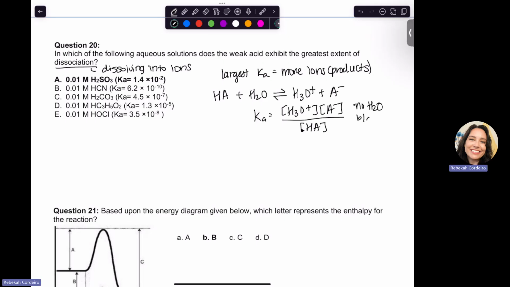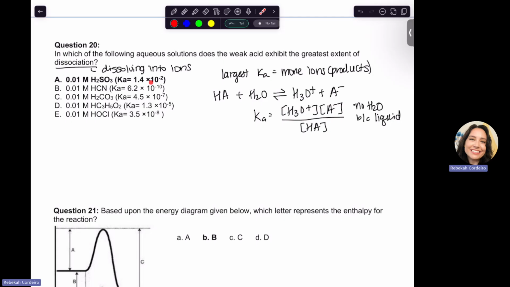No H2O because it's a liquid. The rest are aqueous, meaning they're dissolved in water, so we can talk about them in terms of concentration. So we're looking for the one that makes the most ions, which will have the biggest top number, which means the Ka is going to be the largest.